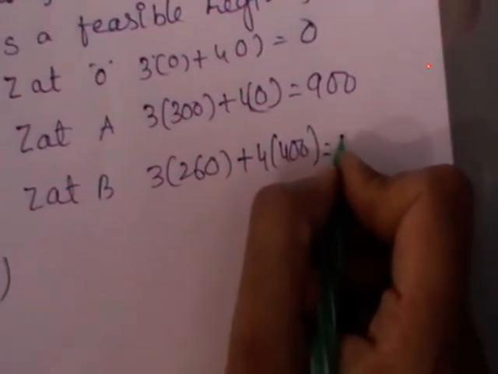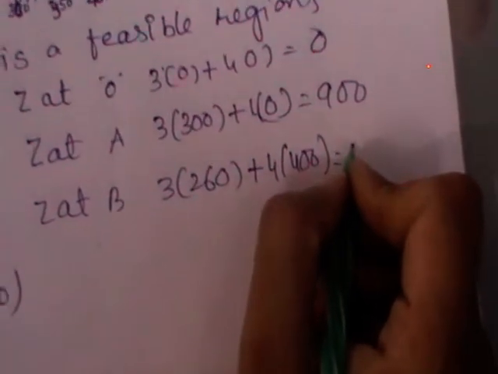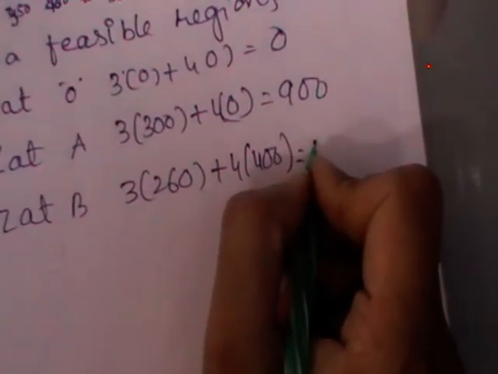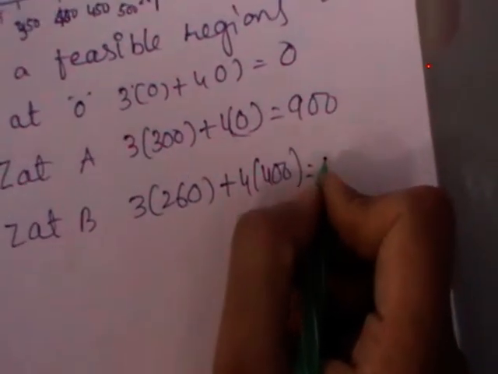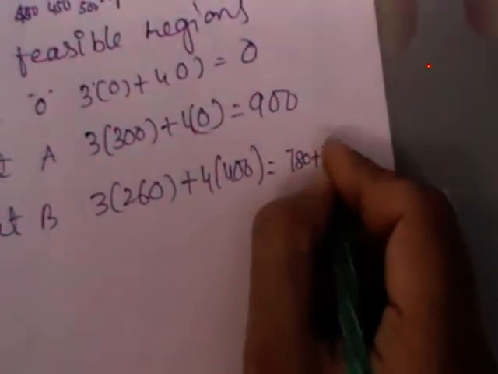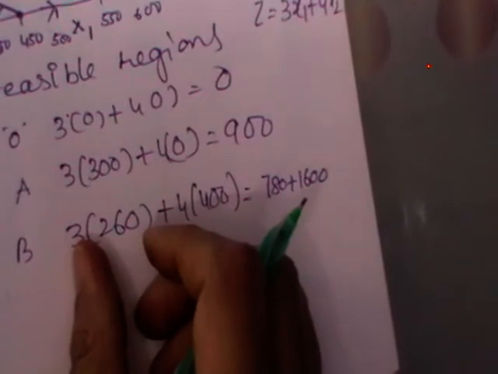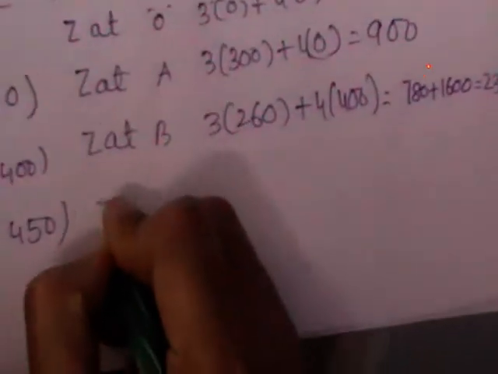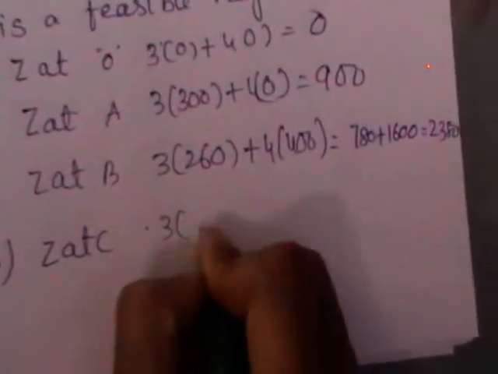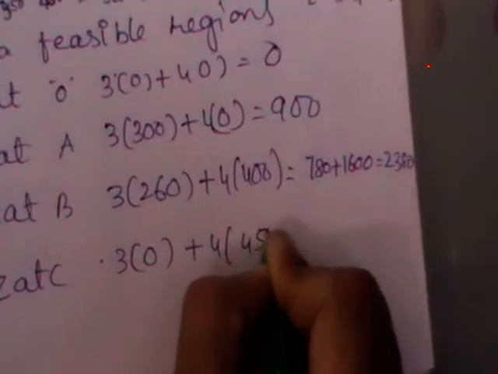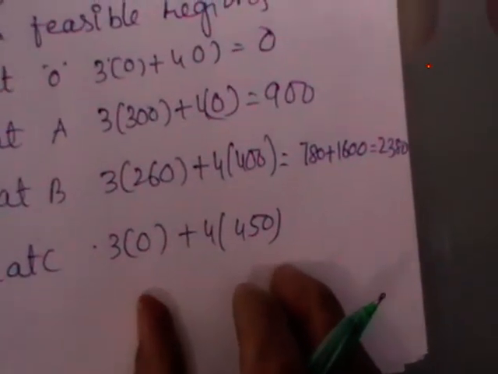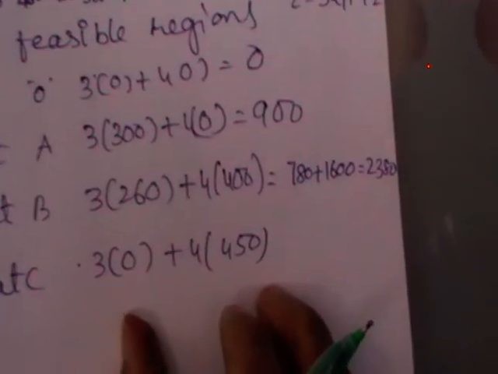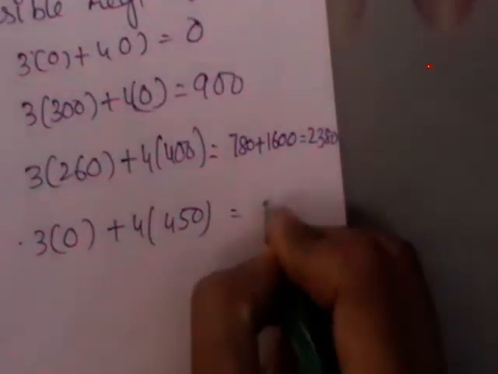Z at B is 3 into 260 plus 4 into 400. 3 into 260 is 780 plus 1600, which is 2380. What is Z at C? Z at C means 3 into 0 plus 4 into 450, which is 1800.